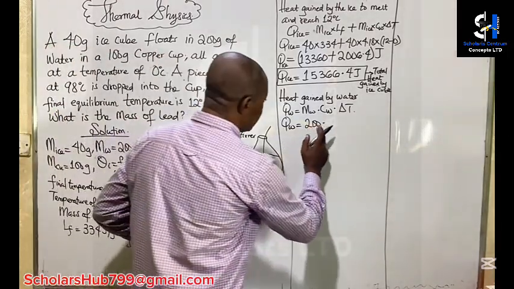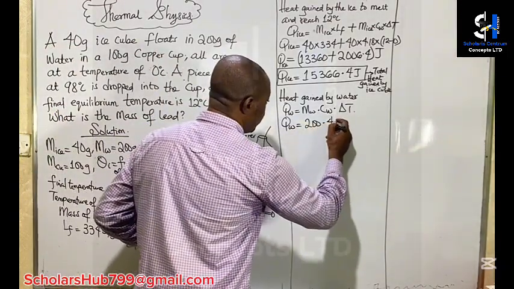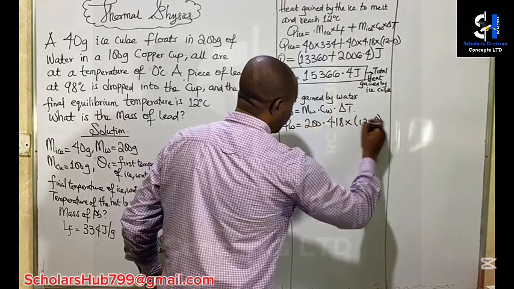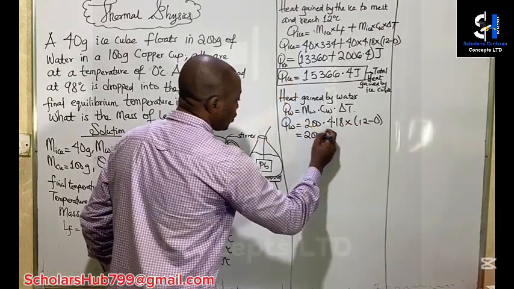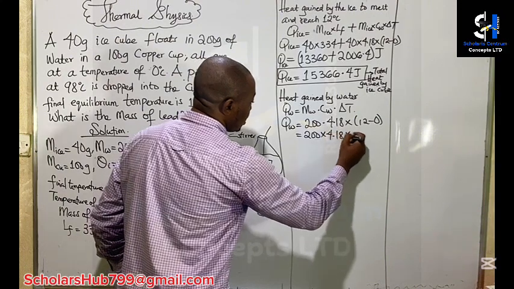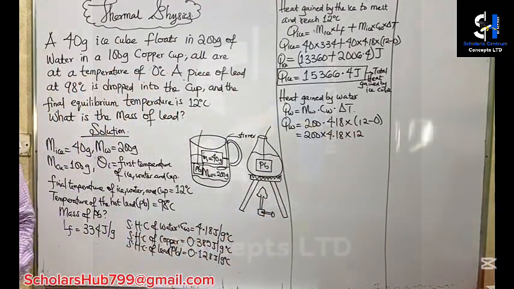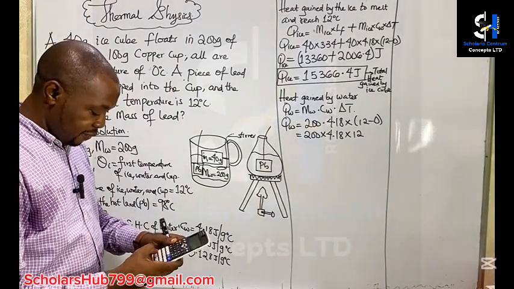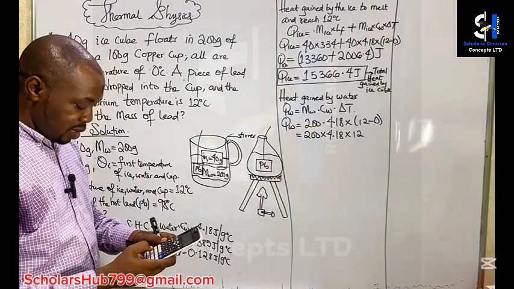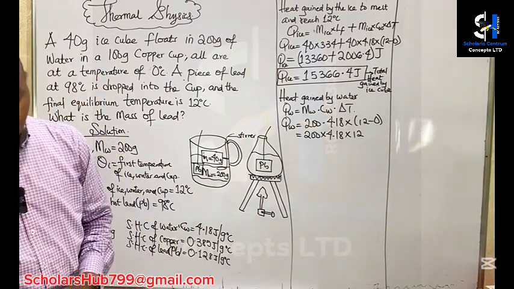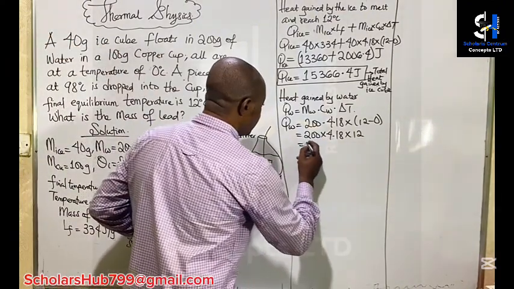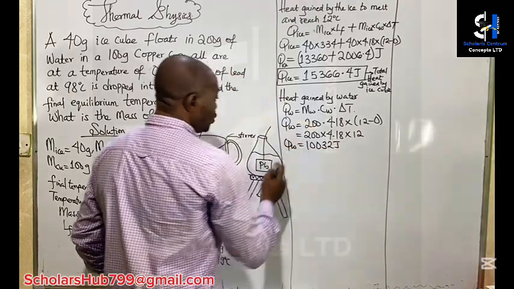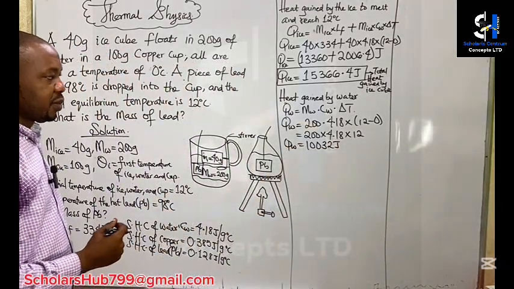So in this case, we multiply this by 4.18, then multiply by 12 minus 0. So this will be 200 multiplied by 4.18 times 12. Okay, so 200 multiplied by 4.18, then multiplied by 12. That is going to be 10,032 joules. So that is the heat gained by water.